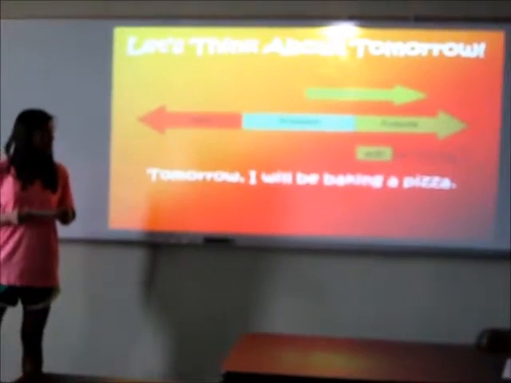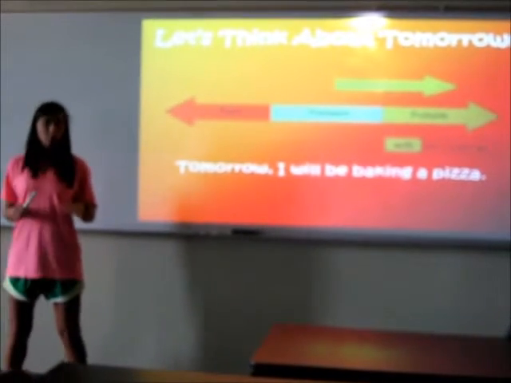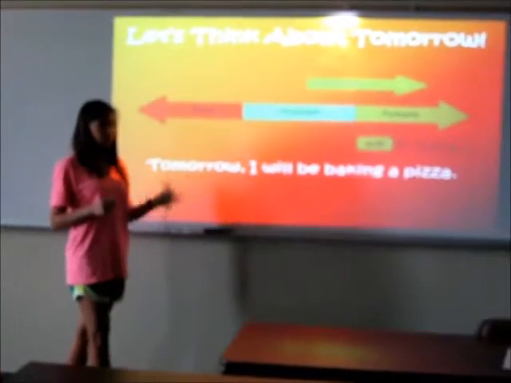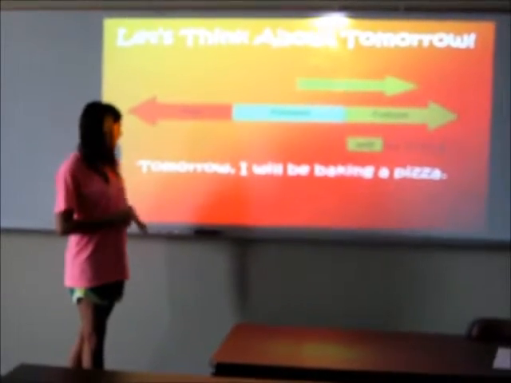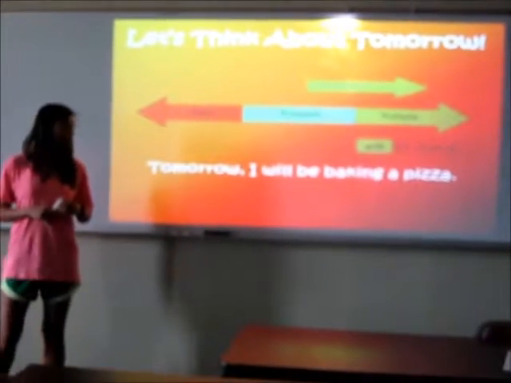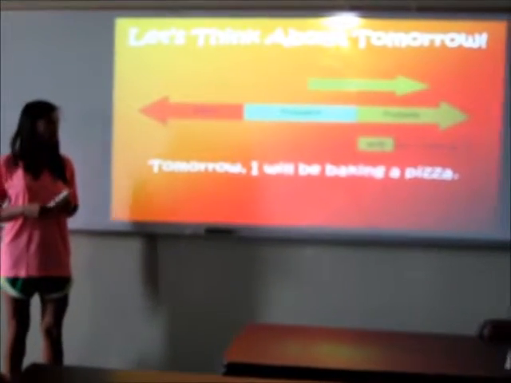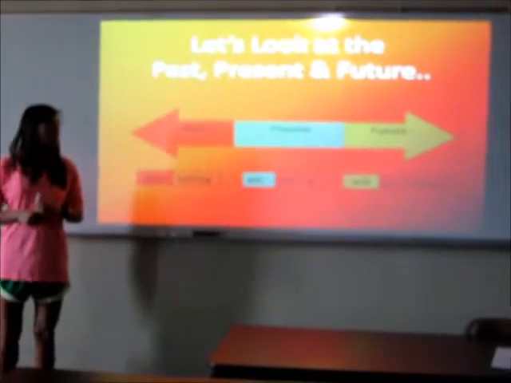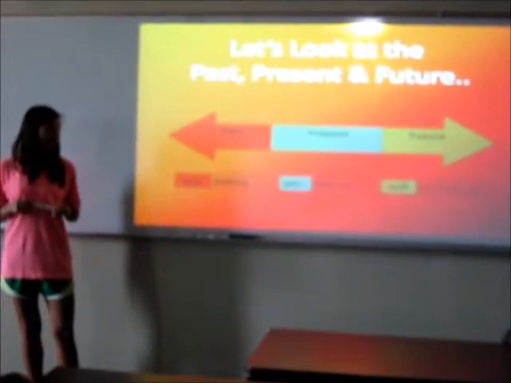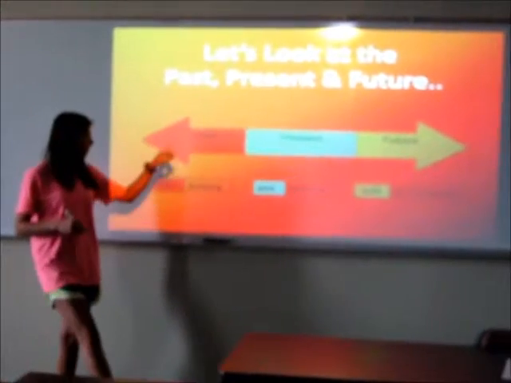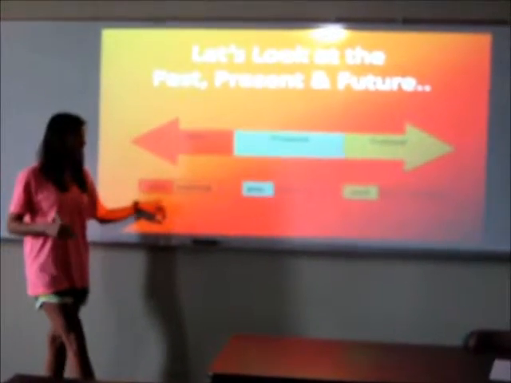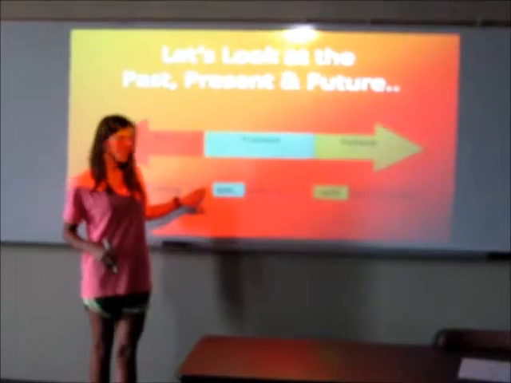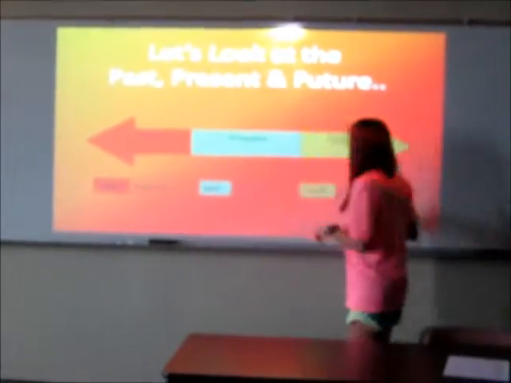So let's think about tomorrow. When we're thinking about tomorrow, we're thinking about something that's going to happen in the future, something that hasn't happened yet. And with that, we have tomorrow I will be baking a pizza, and will be baking is our verb tense. Now let's look at all of them together so we can see the past, present, and the future. In the past, I was baking. In the present, I am baking. In the future, I will be baking.